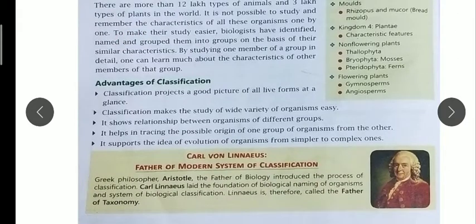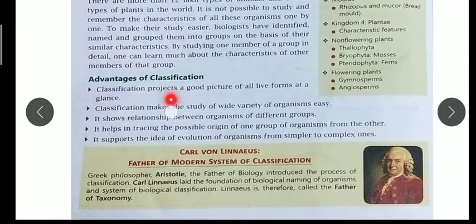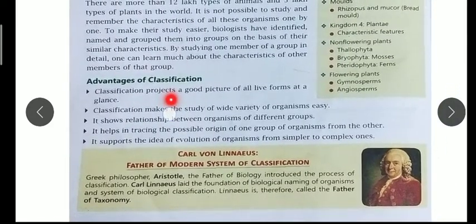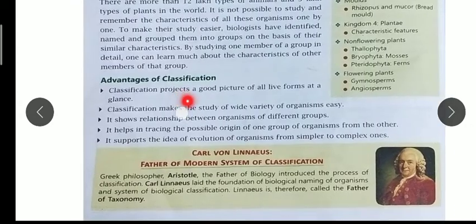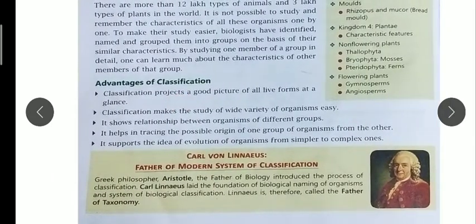Now a few points are given based on the advantages. The first one is that classification projects a good picture. With classification we get to know easily a clear picture of all the life forms existing on earth. As I said, it makes the study of a wide variety of organisms easy. By studying one group or one kingdom categorized by scientists, we can easily study a wide variety, because they all belong to similar properties.